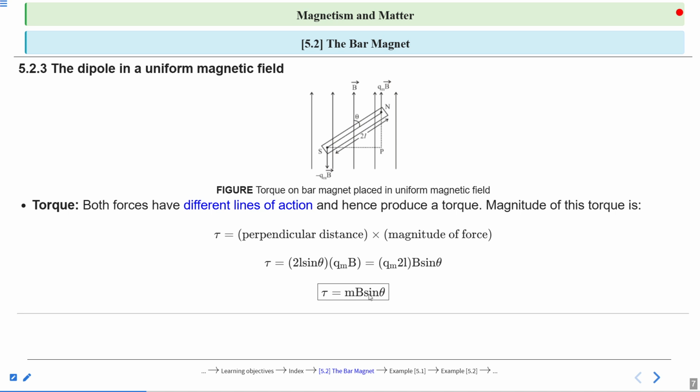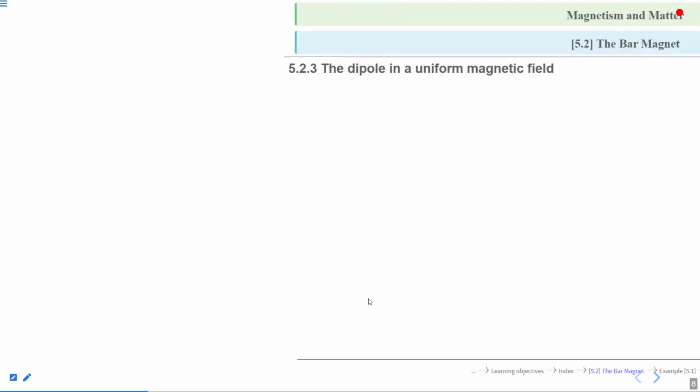Now in electrostatics, torque was PE sine theta. What was P? Electric dipole moment. And what was E? Electric field. In a magnetic field, P is replaced by M, magnetic moment, and electric field is replaced by magnetic field. So tau is equal to MB sine theta.